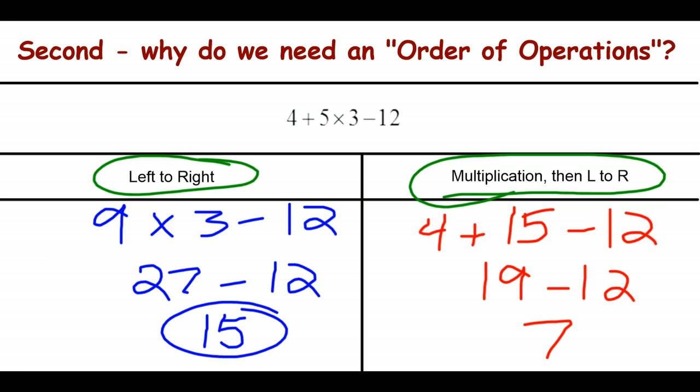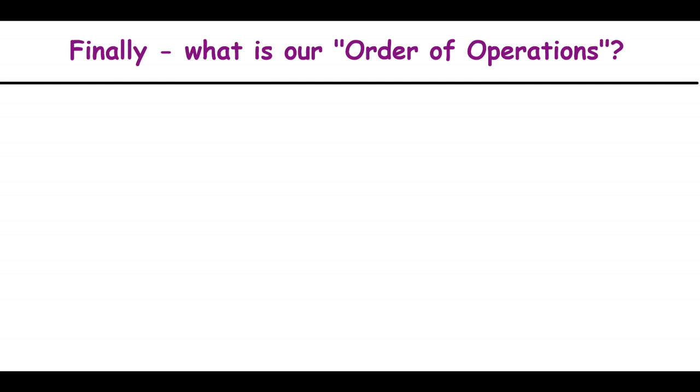So here, you can tell that depending on how we solve this problem, or how we evaluate this problem, rather, if we go from left to right as opposed to doing the multiplication first and then moving from left to right, we get two different answers. And so we can't have two completely different correct numbers to be the evaluation of 4 plus 5 times 3 minus 12. It just doesn't work for us. So we need to have one specific way of going through this problem so that in the end the evaluation is correct. And that is what we call our order of operations.